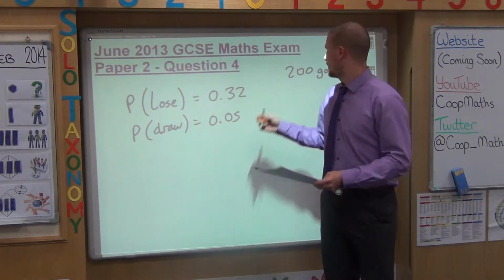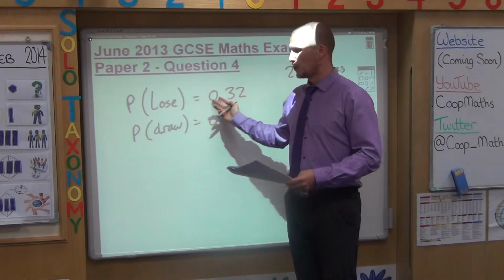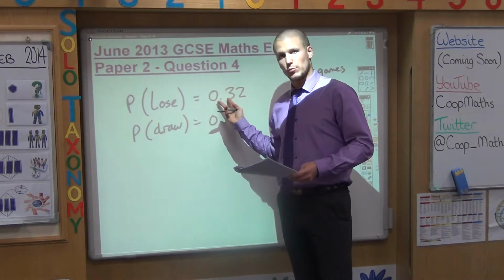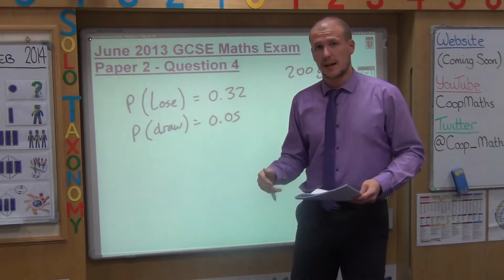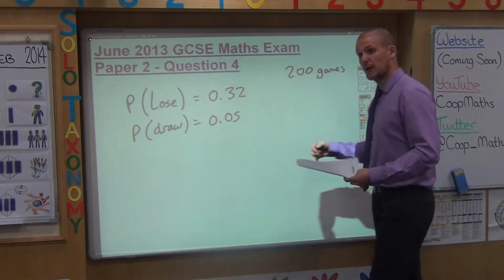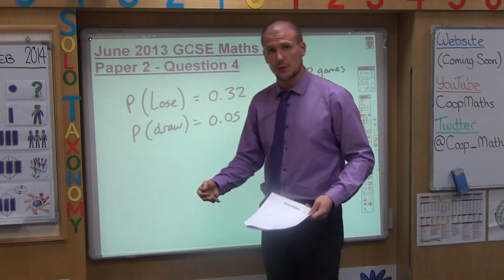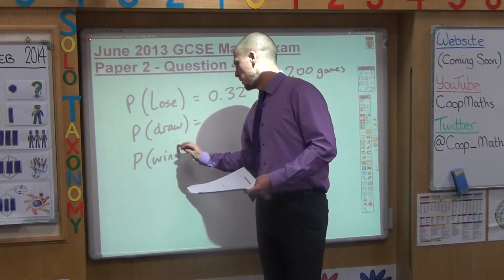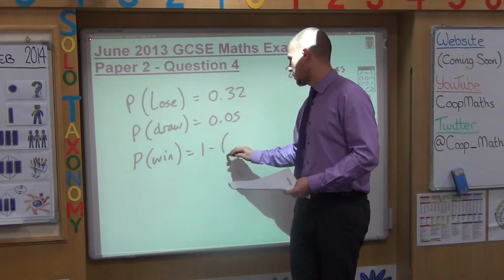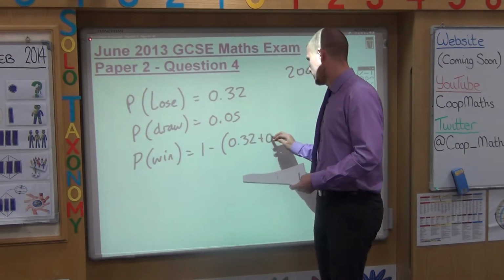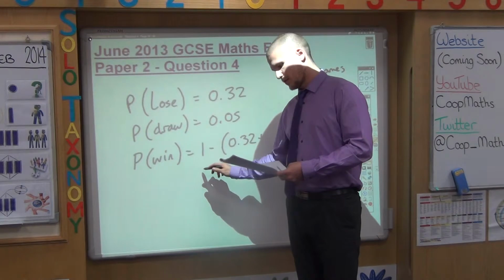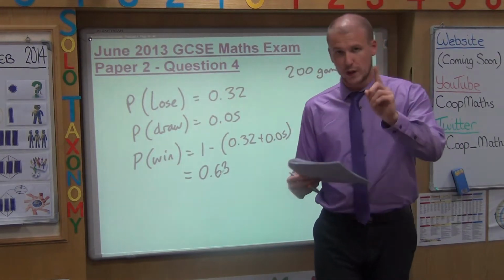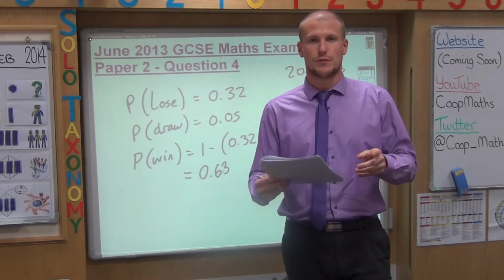So if you imagine you've played one game, 0.32 times Rihanna would lose, 0.05 times she'll draw, and then what you have to do is figure out what decimal of the time, or what probability it is that she wins. In this case, it's what's left to add up to 1. So if I add these together and subtract them from 1, I'm going to get my answer, which in this case is 0.63. So if we play one game, 0.63 times Rihanna will win.